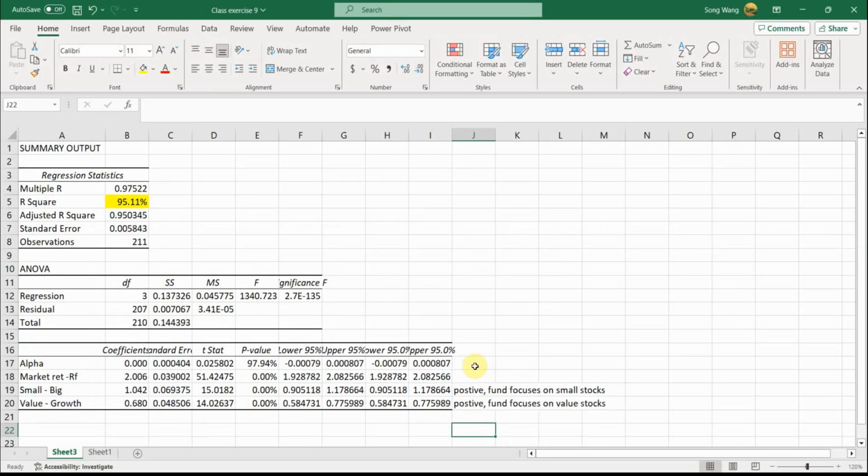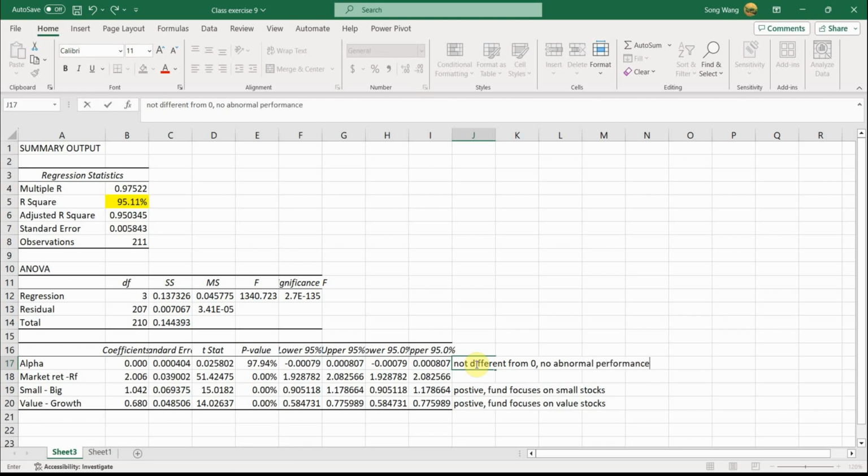For the other two, let me just write them down. So for alpha, it is not different from 0, so there is no abnormal performance. Basically, everything is expected. If the fund has good returns, that basically means they invest in high beta stocks, small stocks, and value stocks. So right here, beta equals 2.